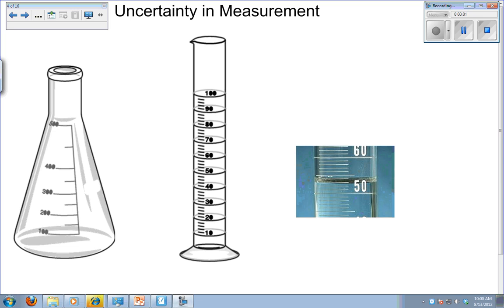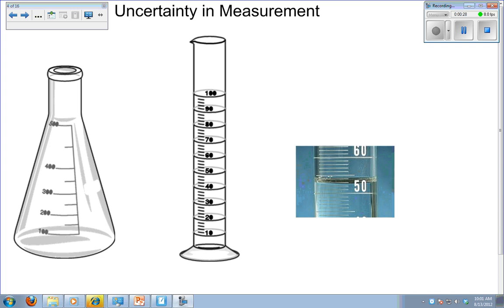Uncertainty in measurement. In chemistry, we are usually using measuring devices in labs, and it's important that we read them correctly. Every measuring device has some uncertainty. You're not 100% sure that that's the reading, and it's just built in basically on their scale. The more spread out the scale, the more uncertain it is. So let's look at three different pieces of equipment here and talk about their uncertainty.